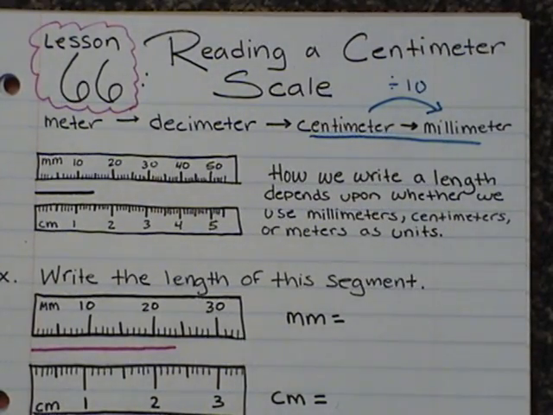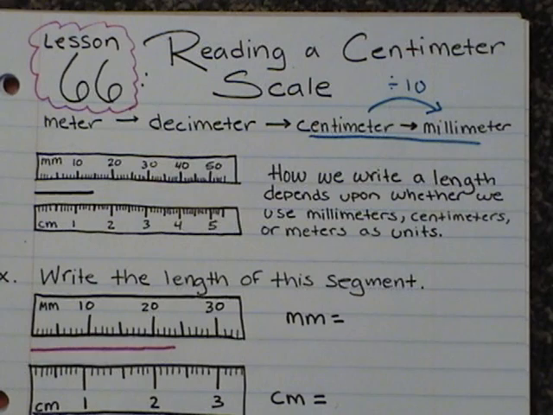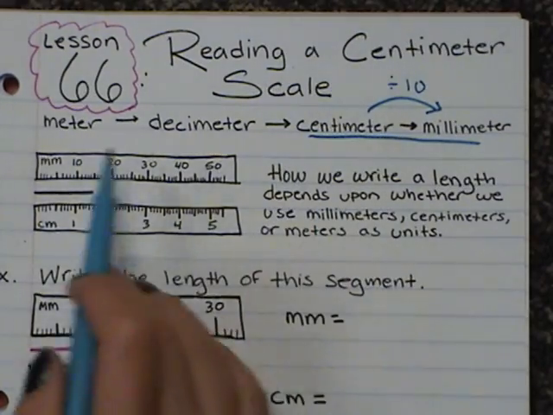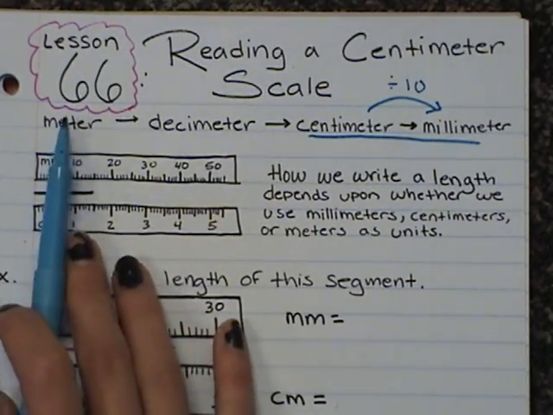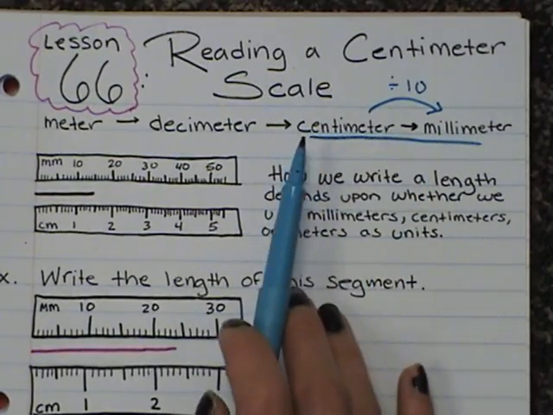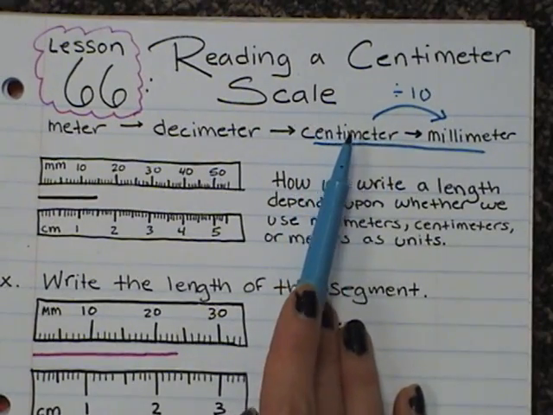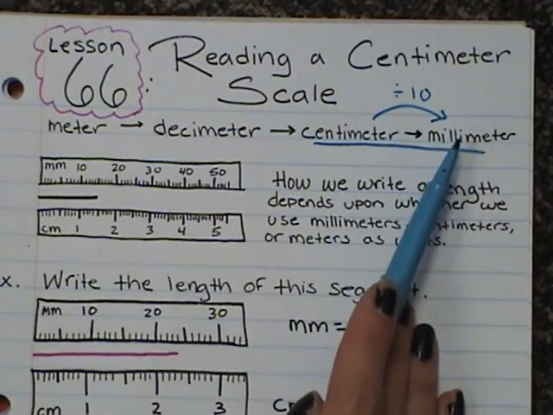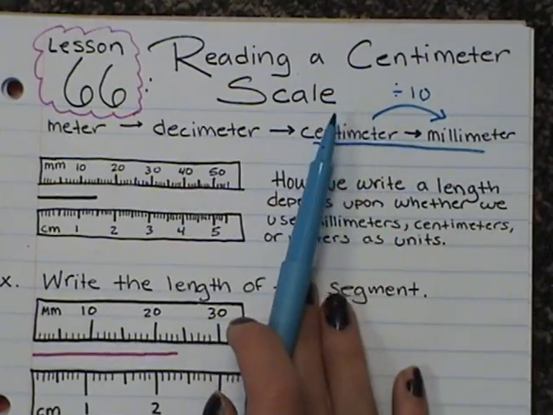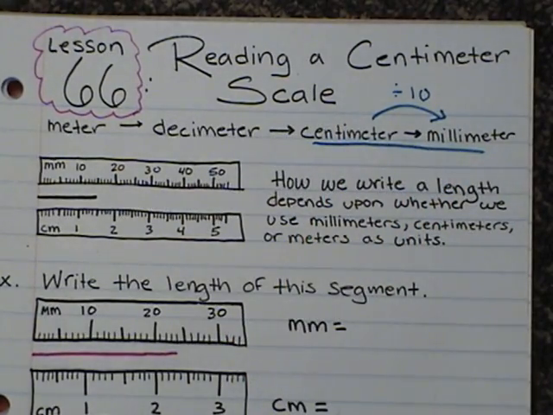Alright, so tonight's lesson is lesson 66, which is reading a centimeter scale. In this lesson, we're going to measure objects using a centimeter ruler. A ruler is usually 30 centimeters long, but it's also divided into millimeters. Each centimeter, this is what we did in lesson 65, meter, decimeter, centimeter, millimeter, but we are going to deal with centimeters and millimeters today. Each centimeter is equal to 10 millimeters, and 10 millimeters equals 1 centimeter. So we're dealing with a ruler with millimeters and centimeters.